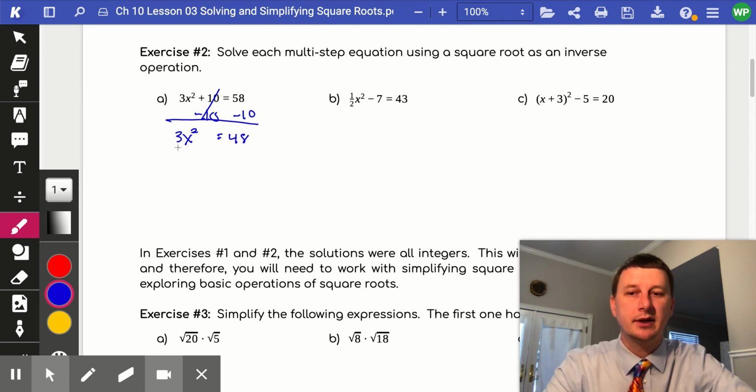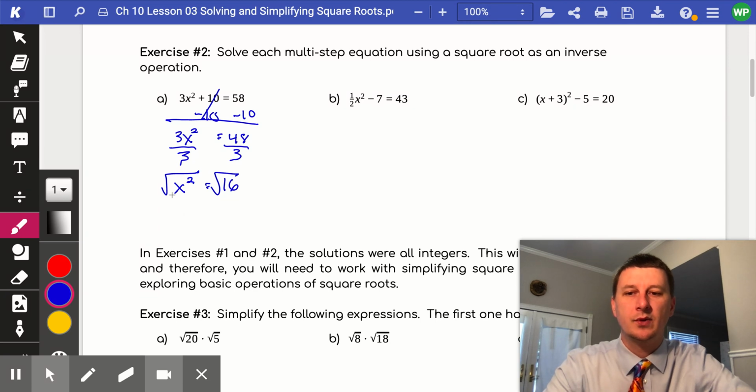So the next thing we want to do is divide both sides of this equation by 3 to get the x squared by itself. So the 3x squared divided by 3 will just leave us with x squared, and 48 divided by 3 is 16. Now that we have only the x squared, now we're ready to take our square root of both sides.